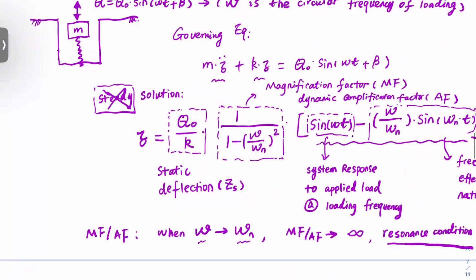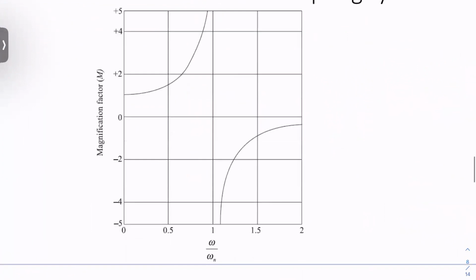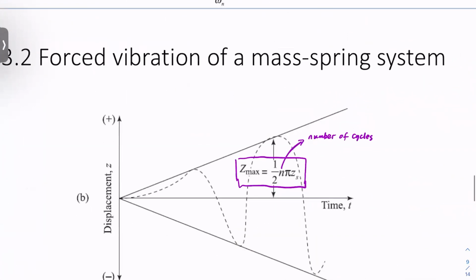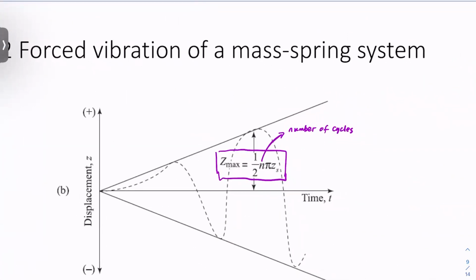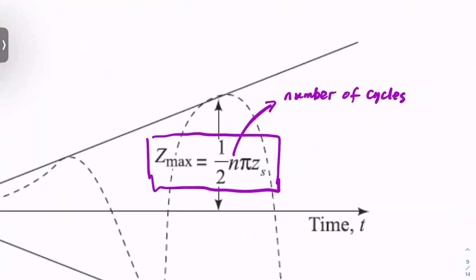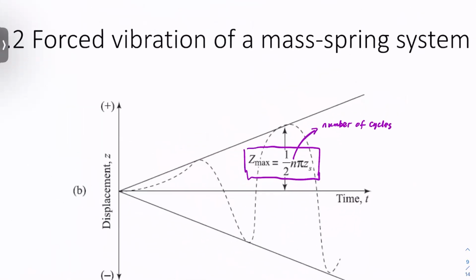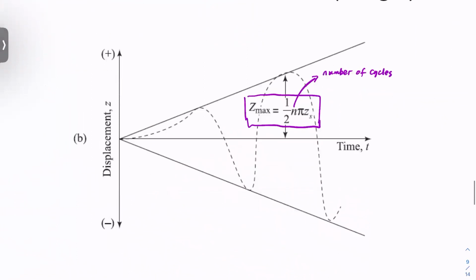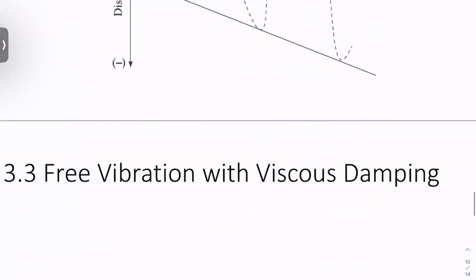So basically, you see, this is a linear function between the amplitude Z max and the number of cycles. If the number of cycles goes on and on and on, your Z max is going to be a huge number. But within the first few cycles, it's not going to be that bad. Okay, and then we're going to move on to the free vibration with damping.